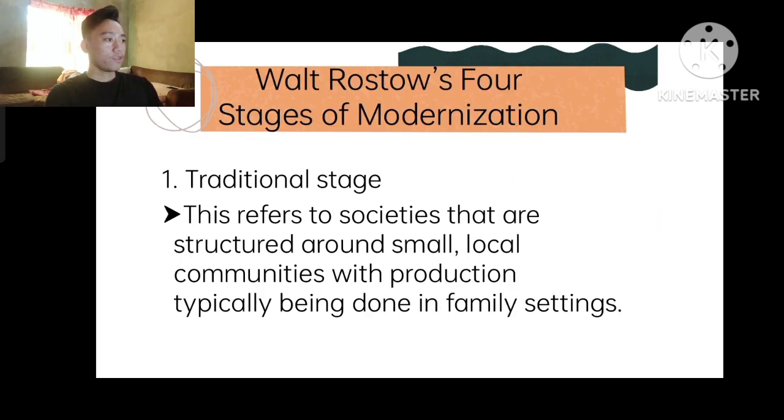Then we have Rostow's four stages of modernization. The first stage is the traditional stage. This refers to societies that are structured around small local communities, with production typically being done in family settings. For example, feudal Europe or early Chinese dynasties, where tradition rules how a society functions. Like what your parents do is what their parents did, and what you will do when you grow up too.